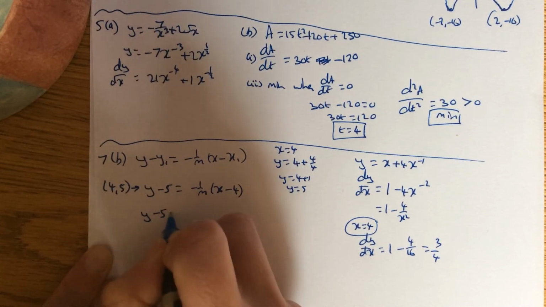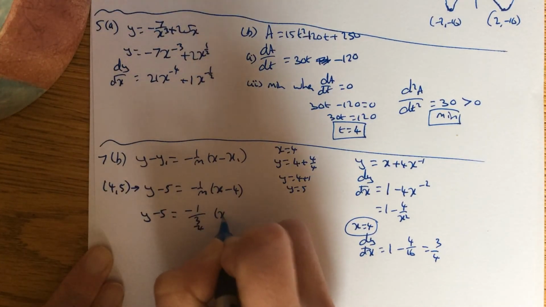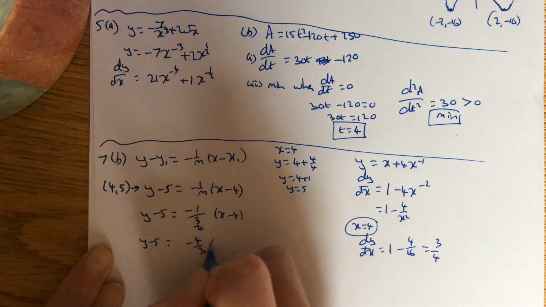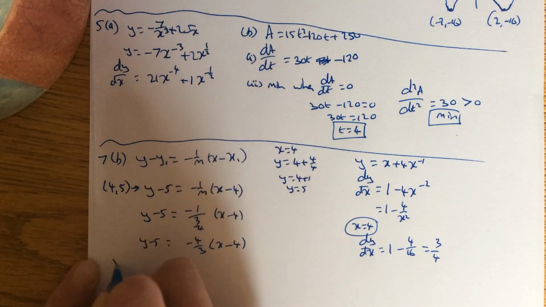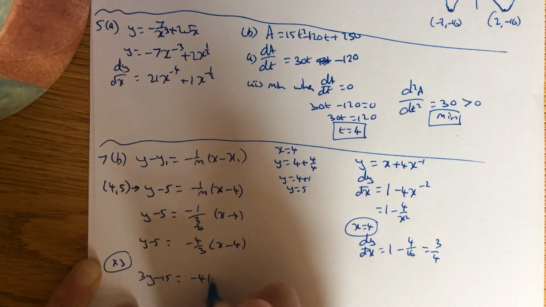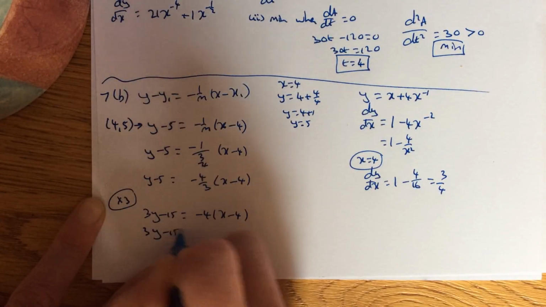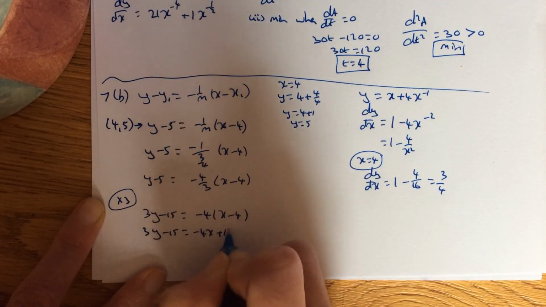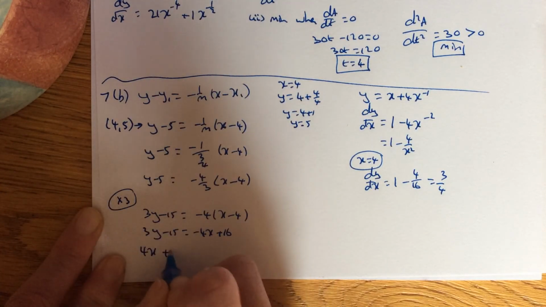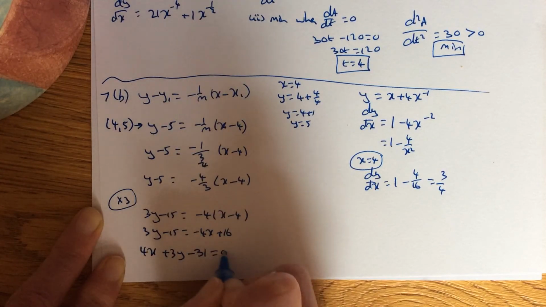So over here, y minus 5 equals minus 1 over 3/4. 1 over a fraction is turning it upside down. Times everything by 3. 3y minus 15 equals minus 4x minus 4. Times out your bracket, minus 4x add 16. And put everything onto one side. So positive 4x, add 3y, minus 15, take away 16, minus 31.